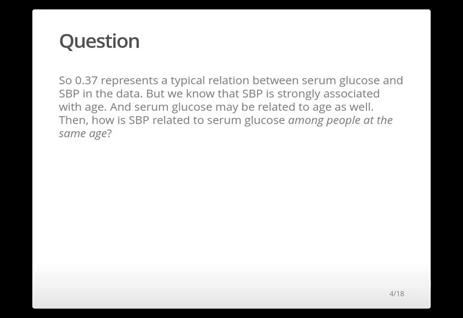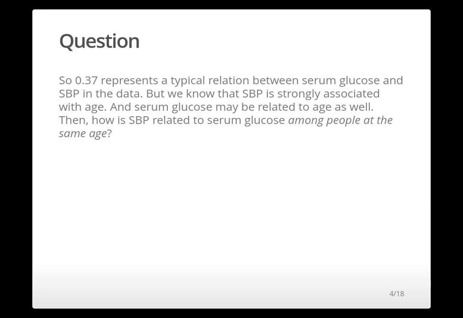The value of the regression coefficient, 0.37, means that in the data, on average, or typically, an increase of systolic blood pressure by 0.37 mm of mercury corresponds to a unit increase of serum glucose, i.e., an increase of serum glucose by 1 mg per deciliter. This indicates a positive correlation between systolic blood pressure and serum glucose.